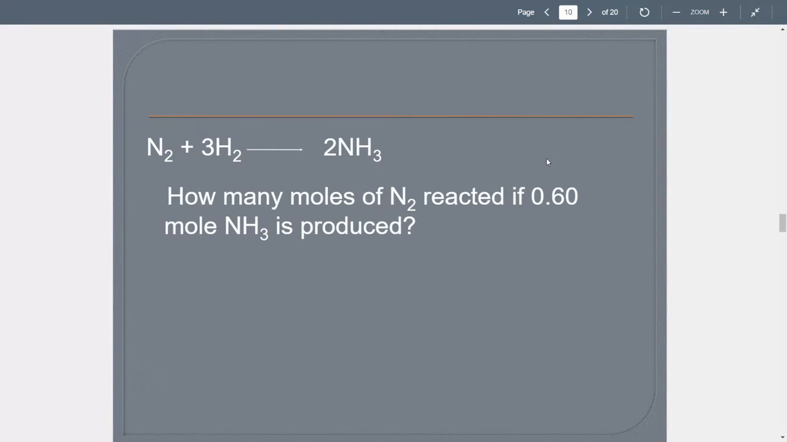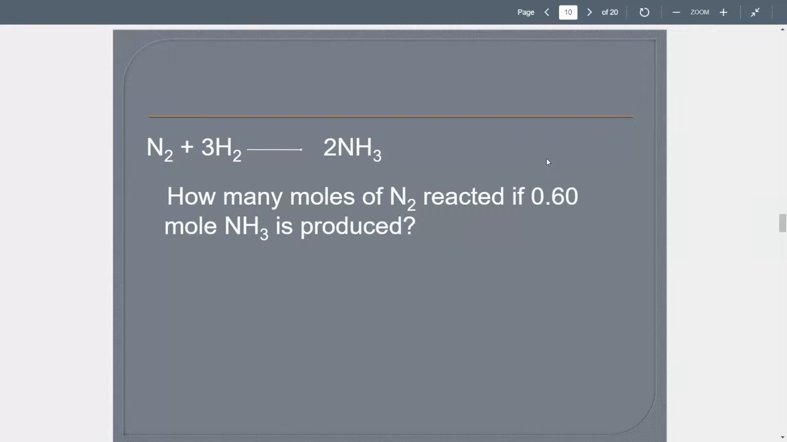Let's do one that's maybe slightly more challenging. Now it's going to ask me about nitrogen and ammonia. In this case, hydrogen's not being asked about, so it's completely off my radar. How many moles of nitrogen reacted if 0.6 mole of NH3 is produced? Again, look at this as what are you given? What do you need to find?